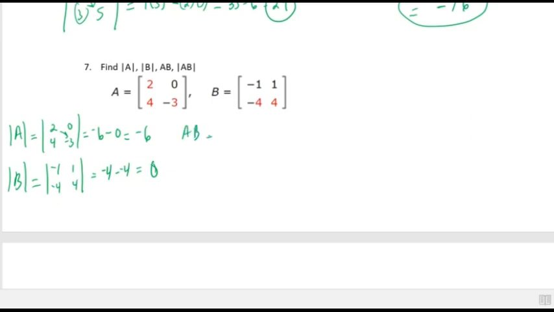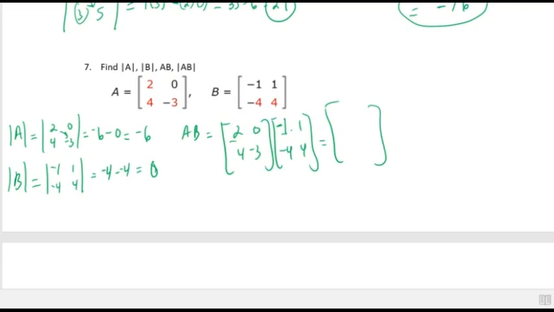Then they want us to multiply A times B. So here's A and here's B. So 2 times negative 1 is negative 2. 0 times negative 4 is 0. So we get negative 2. 2 times 1 is 2. 0 times 4 is 0. So we end up with 2.